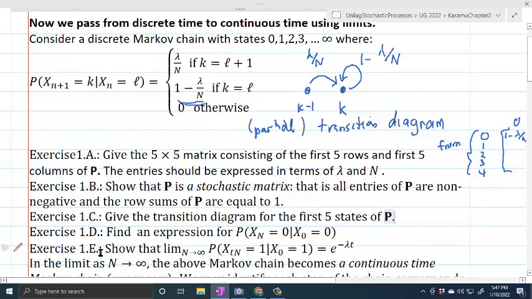Exercise 1e. I want you to take the limit of this expression as n goes to infinity and show that you get this result. You may need some things that you know from calculus. So these are all exercises you should be able to do.